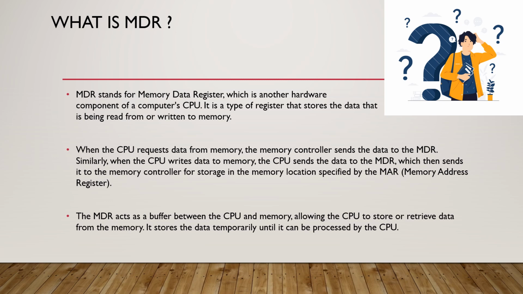When data is being read from memory, it is stored in the MDR before it is processed by the CPU. Similarly, when data is being written to memory, it is first stored in the MDR before it is written to the appropriate location in memory.